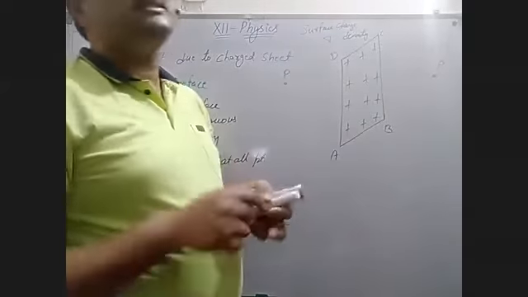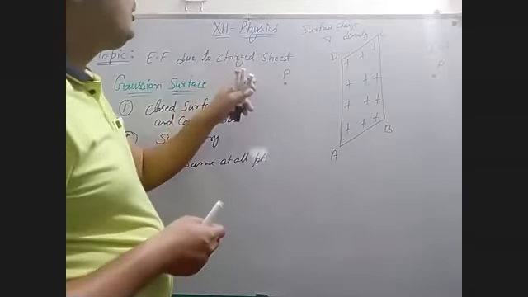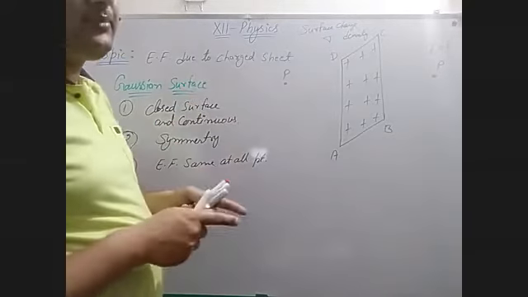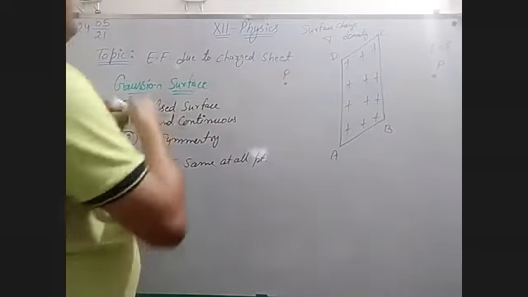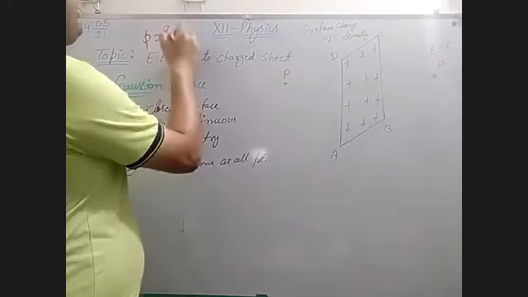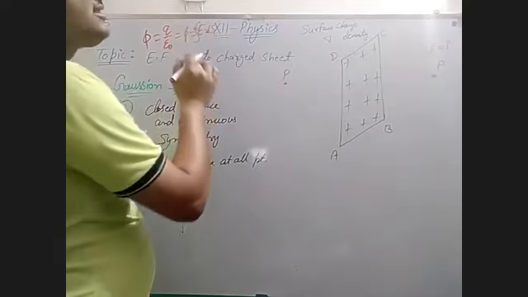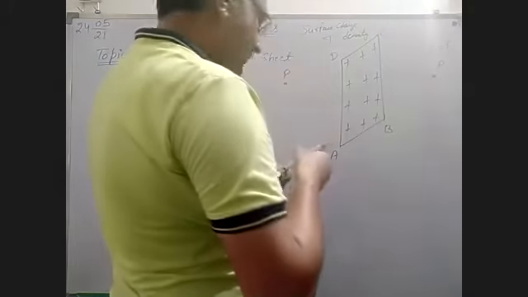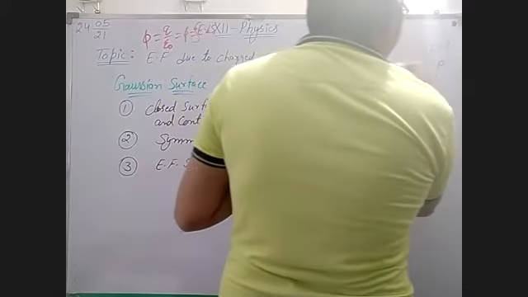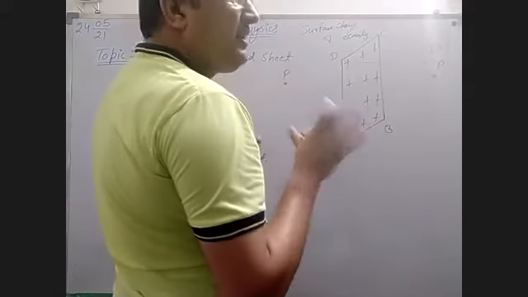design some surfaces there, because we have to do this topic with the help of Gauss theorem. And what is Gauss theorem? Gauss theorem is Q by epsilon naught. And you know very well phi is equal to the integration of E dot ds. And at this point, you have to draw a cylinder here, because this sheet is infinitely long.